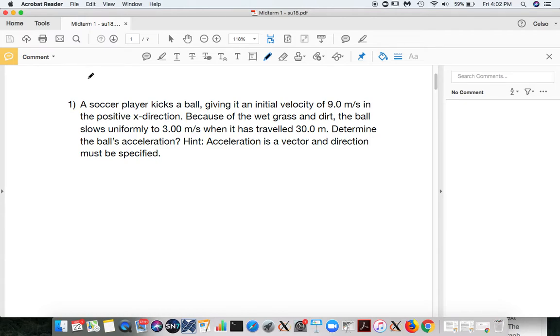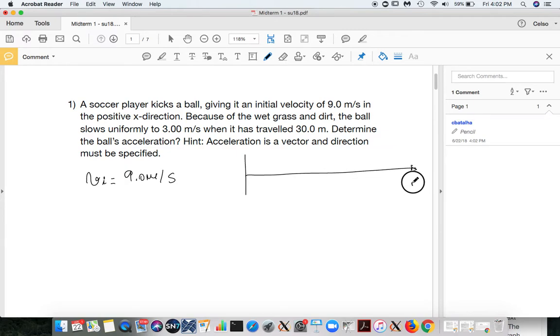Anyway, so we have a soccer player who kicks a ball, giving it an initial velocity of 9.0 meters per second in a positive x direction. So we have only one axis, the x direction, positive to the right, and you have a ball that is kicked with an initial velocity of 9 meters per second. Because of the wet grass and dirt, the ball slows uniformly to 3 meters per second.